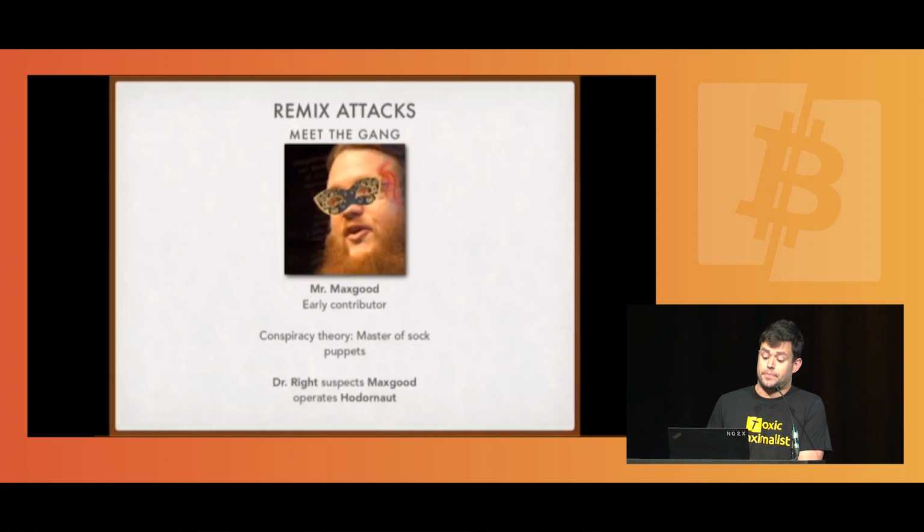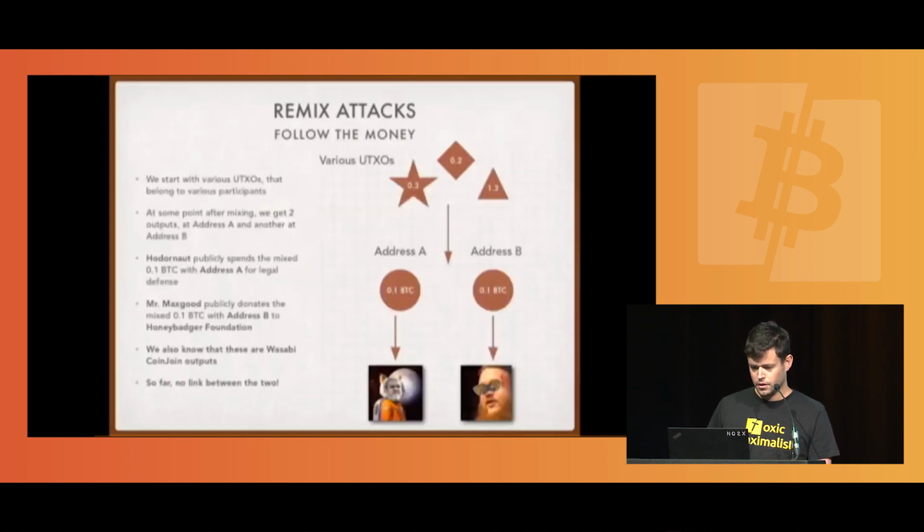So Dr. Wright suspects that Max Good operates Hodornaut, but he needs proof. He wants to sue someone, and he needs conclusive proof to do that. So let's see what happens. Both Hodornaut and Max Good, whether they're the same person or not, are both very mindful about their own privacy. So they're obviously using Wasabi, and they're mixing pretty much all the coins that they have because they're concerned about that.